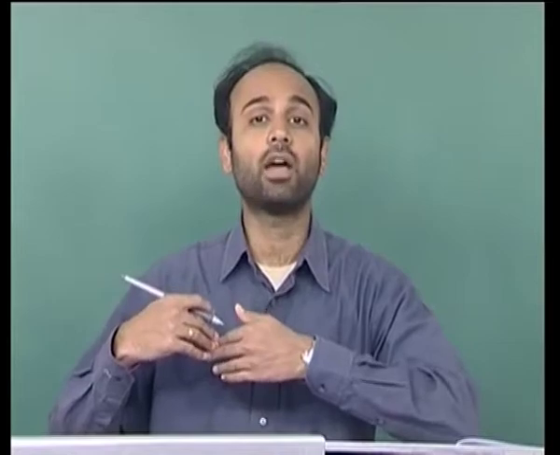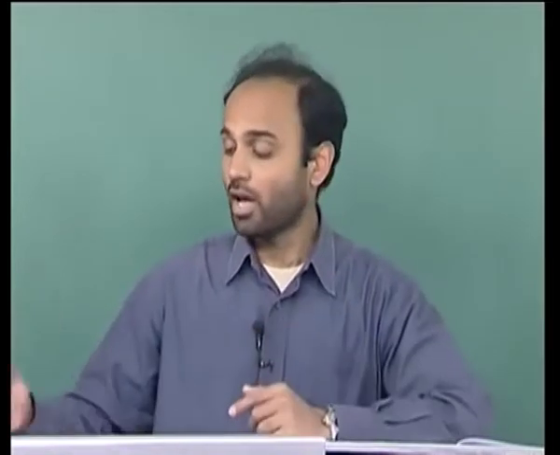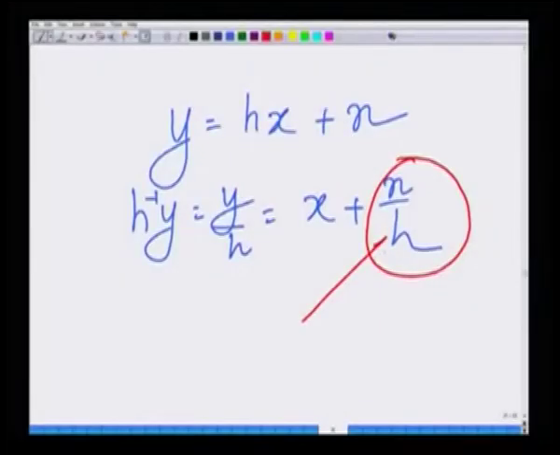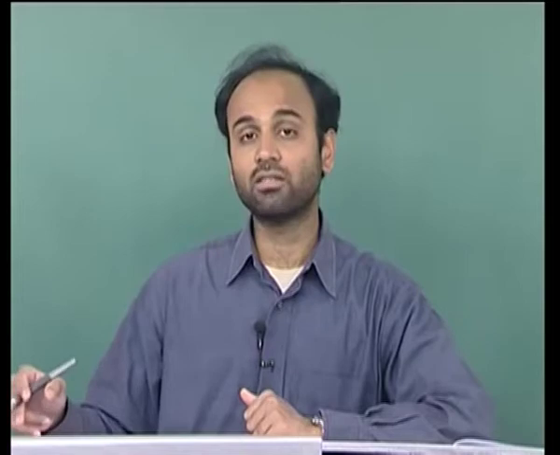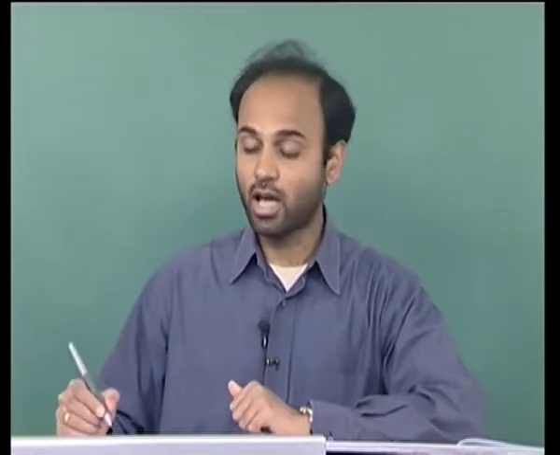If h is close to 0, or if the magnitude of h is small, then n by h tends to infinity, it blows up. Hence, for low values of h, this causes instability, which is also known as noise amplification. Hence, the zero forcing receiver suffers from the problem of noise amplification. We are going to see what the alternative to this is, but the zero forcing receiver has this disadvantage.